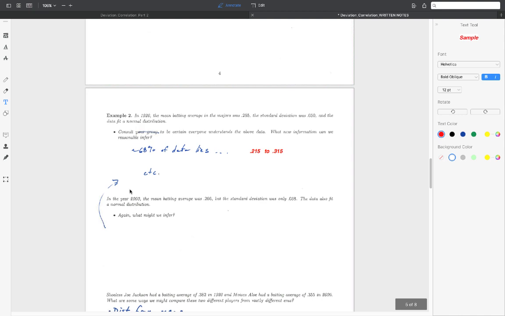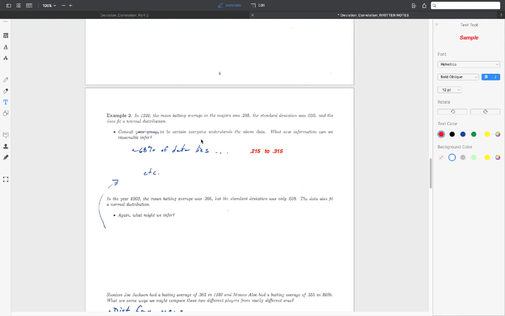This next example, we'll briefly go through it. So I look at, in 1920, the mean batting average in the major leagues was 0.265, and the standard deviation was 0.050, or 50 thousandths or 5 hundredths, however you want to say it. And the data fit a normal distribution.